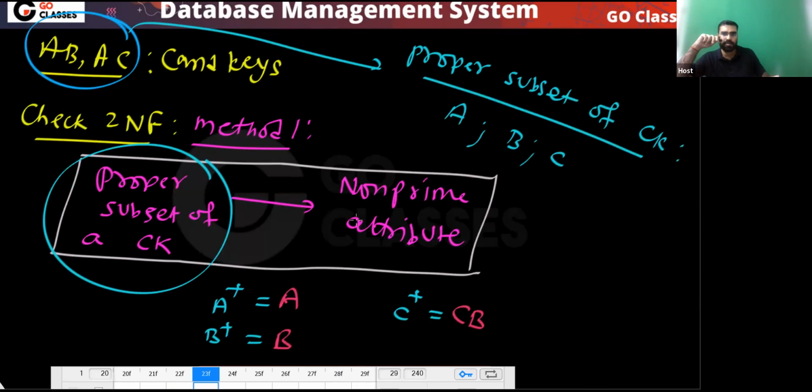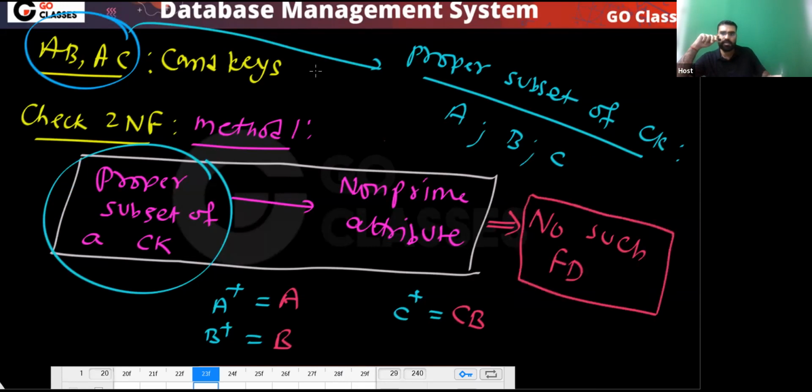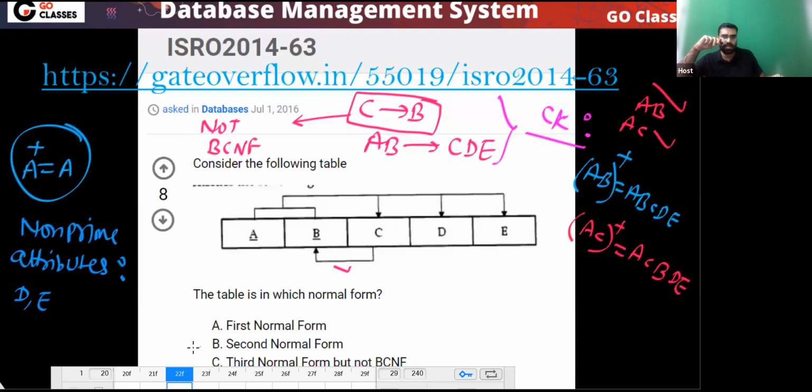So can it happen that a proper subset is determining a non-prime attribute? There is no such FD. Yes or no? There is no such functional dependency. We don't have any such functional dependency. So 2NF, yes or no? It means this relation is definitely in 2NF. Is this clear?